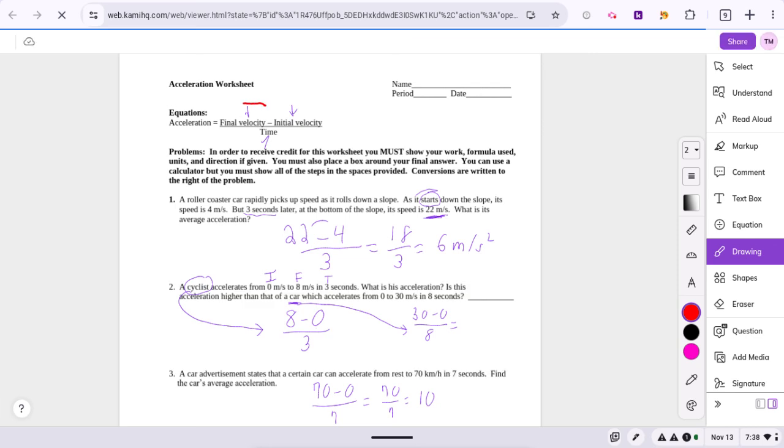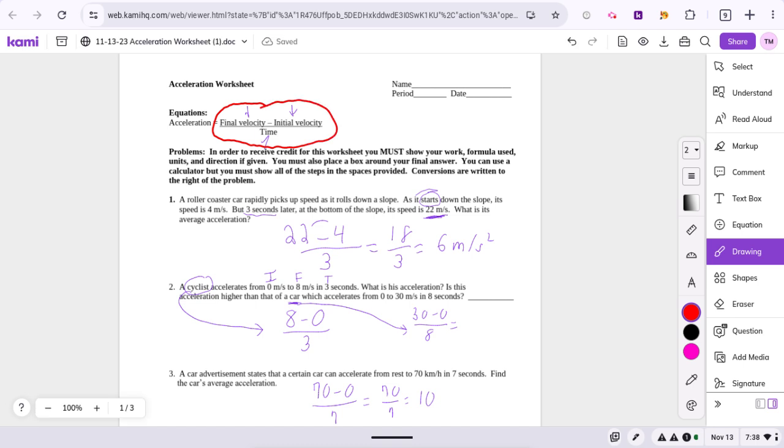Okay, so the equation's up here at the top. Final velocity minus initial velocity divided by time. So number one is already done here. It says the roller coaster car rapidly picks up speed as it rolls down a slope. It starts, so you gotta look for keywords for this, like starts. That would mean the initial velocity. That's how it starts. So it starts down the slope.